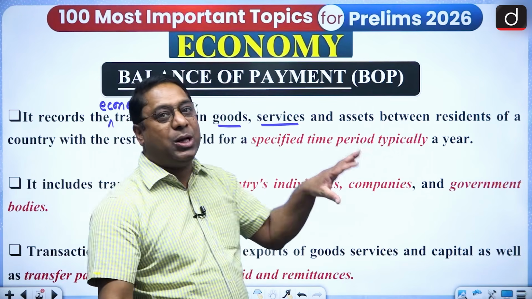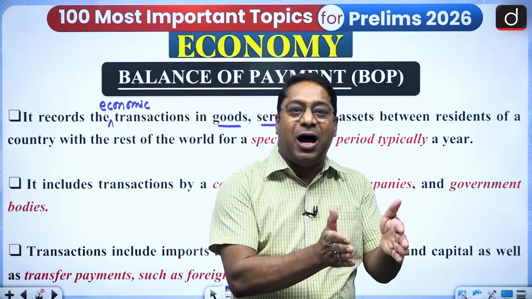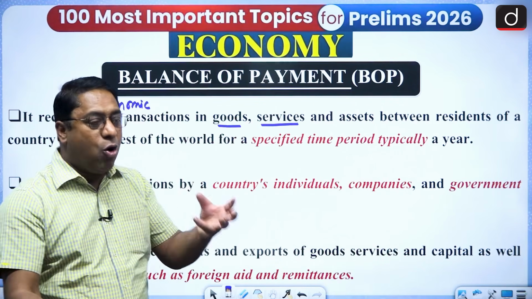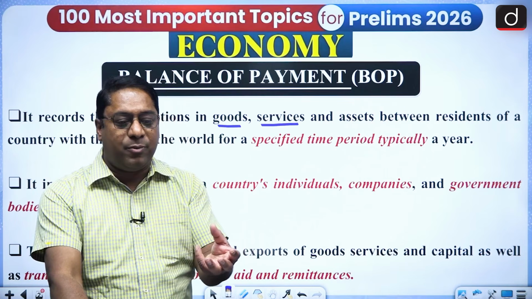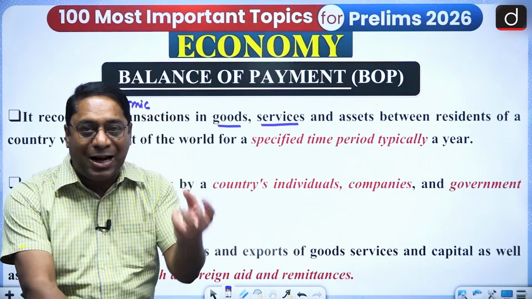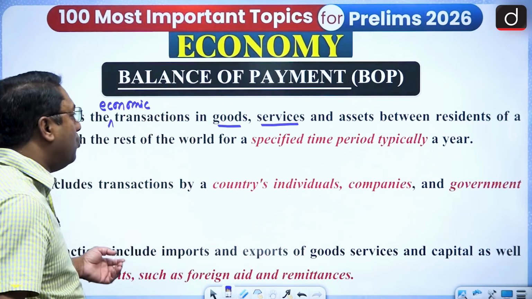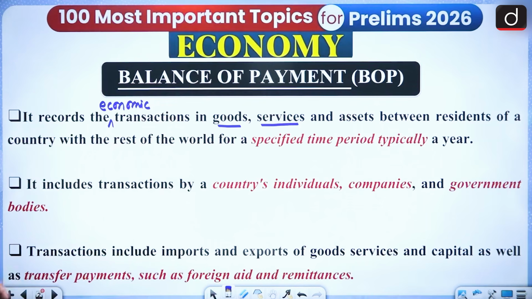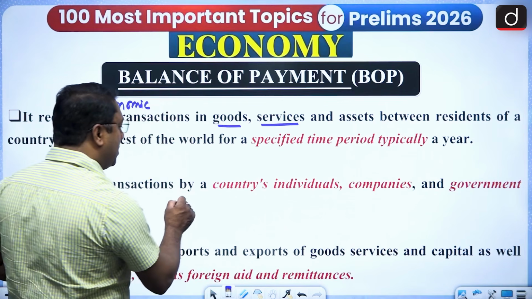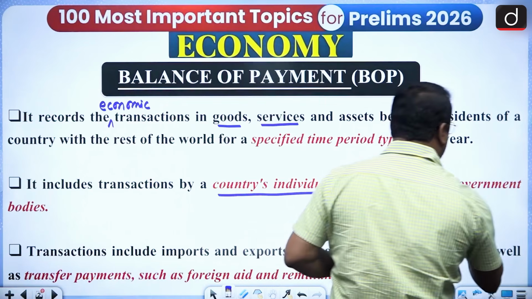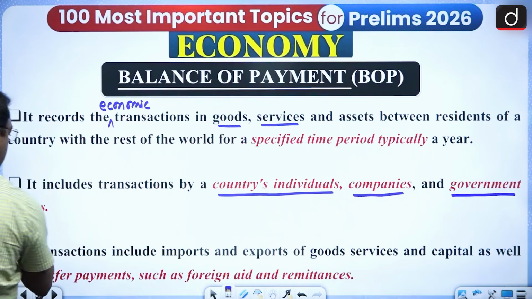Every country has a balance of payment. So basically they are doing a systematic recording of all economic transactions which are taking place between the residents of a country and that of the foreign country, and that too for a specific time period, typically a year. And these transactions include the transactions done by a country's individuals or the companies or even the government bodies.